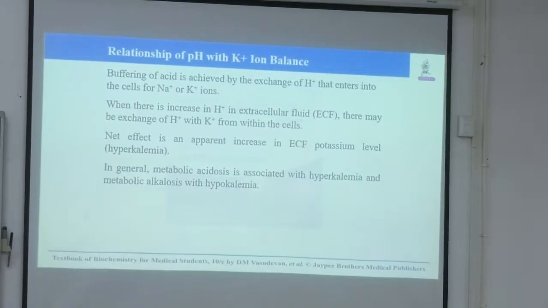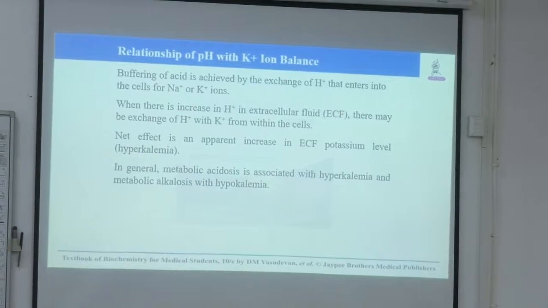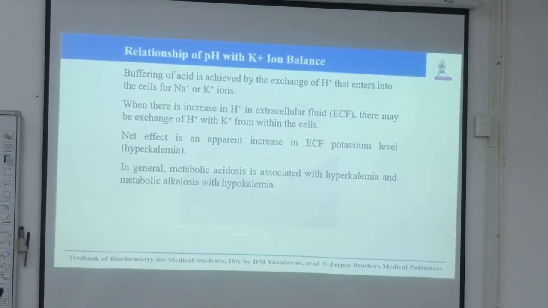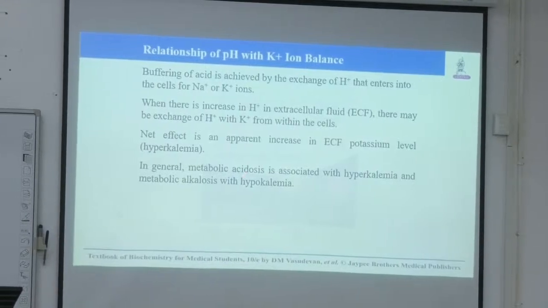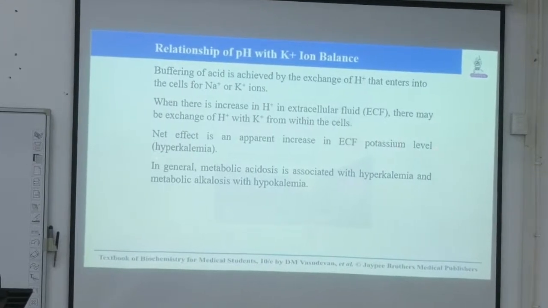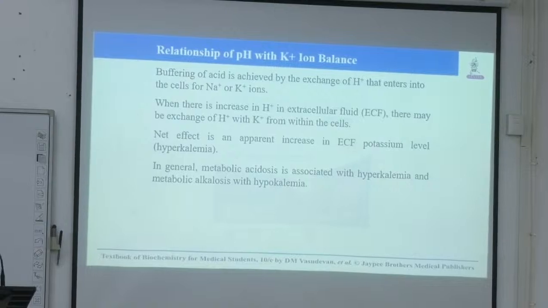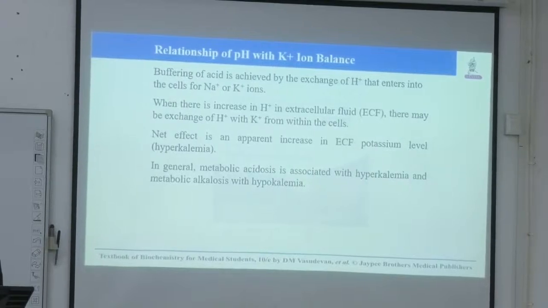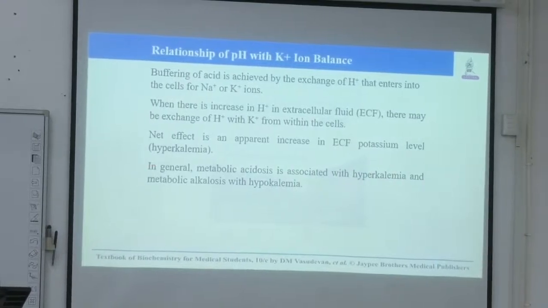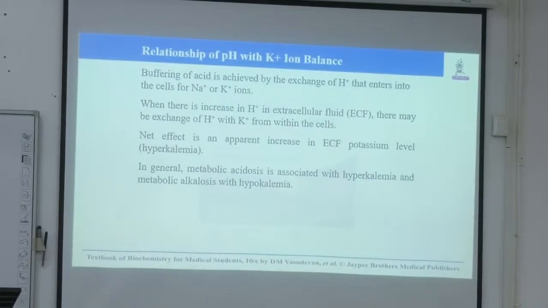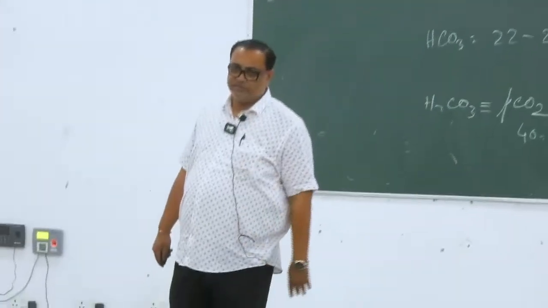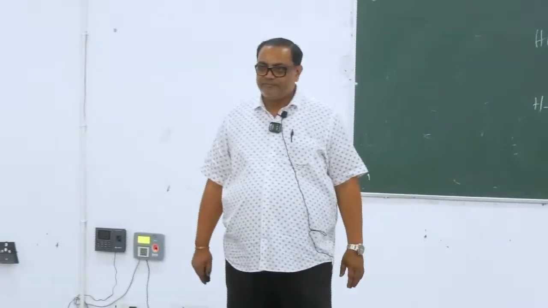When there is an increase in H plus ion in the ECF, there may be exchange of H plus ion with K plus ion within the cell. The net effect is an apparent increase in ECF potassium level, or hyperkalemia. In general, metabolic acidosis is associated with hyperkalemia. So whenever ABG analysis is done, it also performs sodium, potassium, chloride estimation. Same instrument. So we get potassium also.